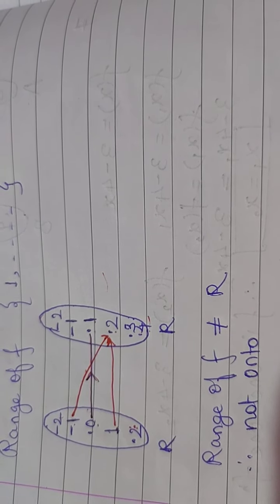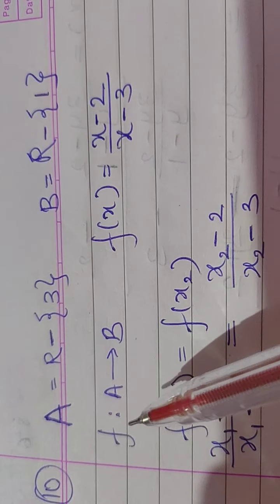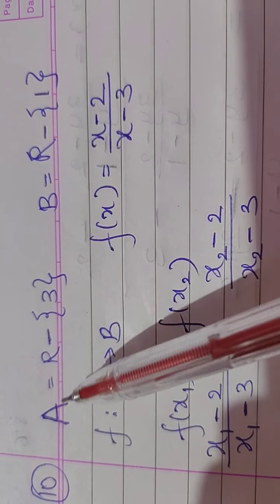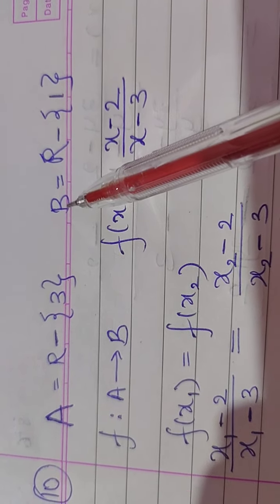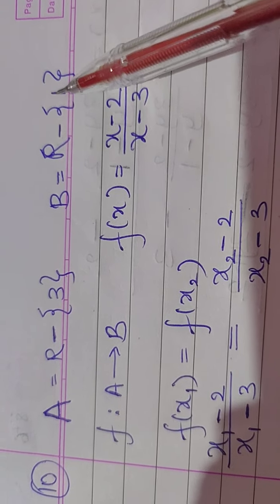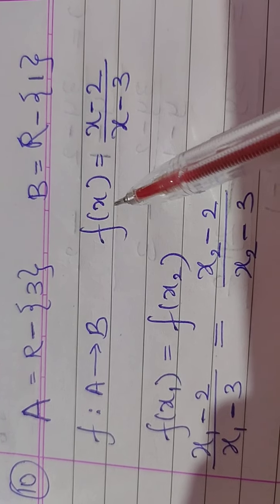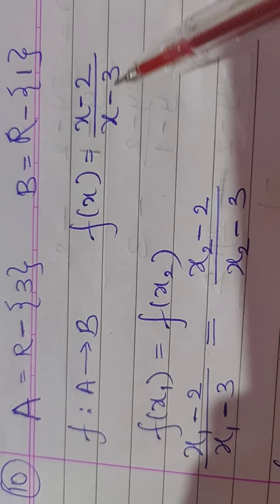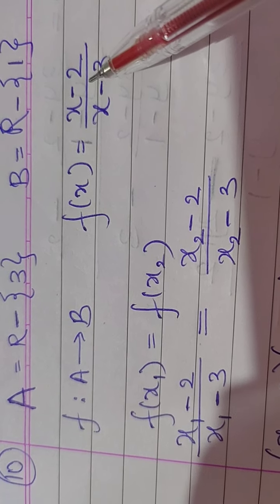This is not onto. In this example, function f is defined from the set A to B. Set A is the set of real numbers except 3, R minus 3. Set B is the set of real numbers except 1, R minus 1. The function is defined from A to B as f of x equals x minus 2 upon x minus 3. Here also we have to check whether the function is one-one and onto or not.